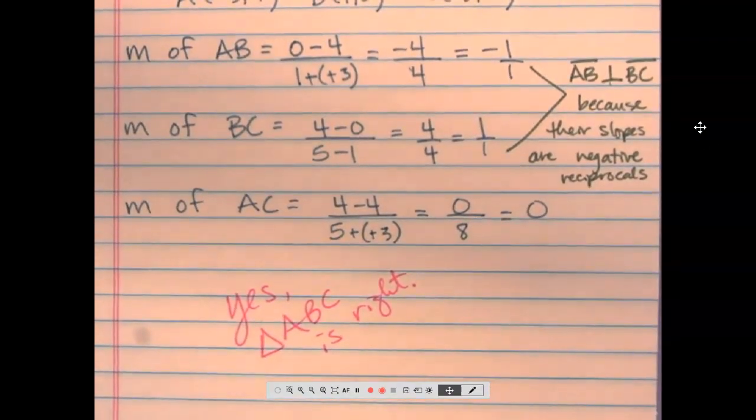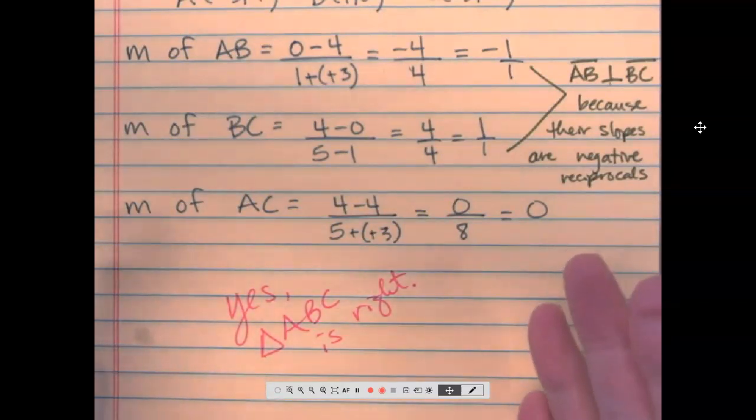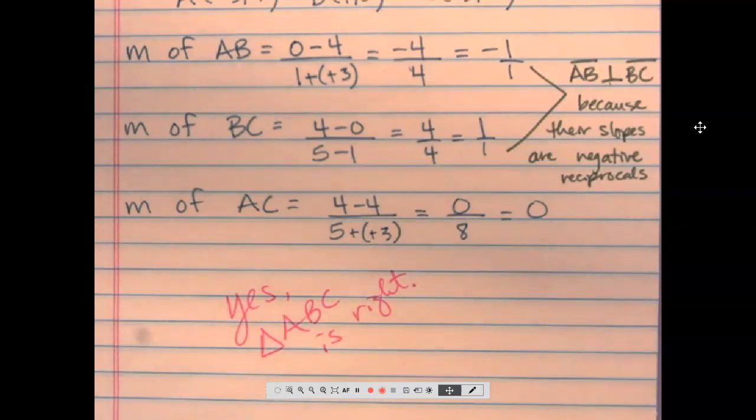Okay? All right, so there's no right answer here. Just think to yourself, we just took the same exact problem and solved it using distances and applied the Pythagorean theorem. And then we solved it using slopes to see if we had negative reciprocals, which would mean we have perpendiculars, which would mean we had a right triangle. Which one of those is easier to you?